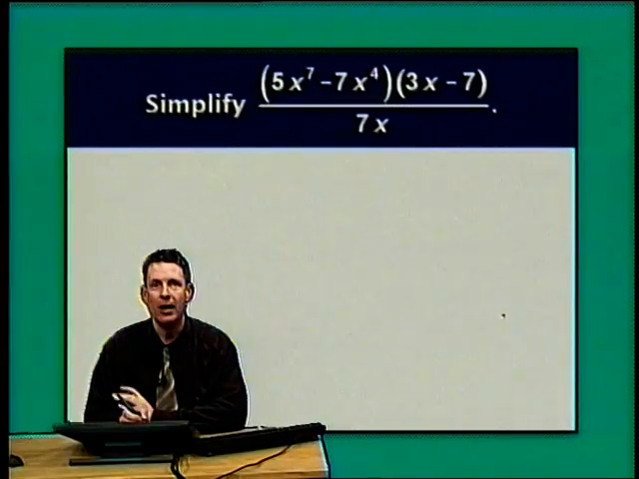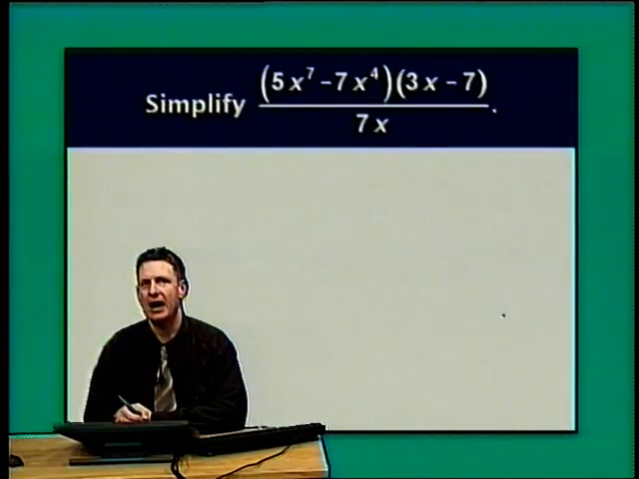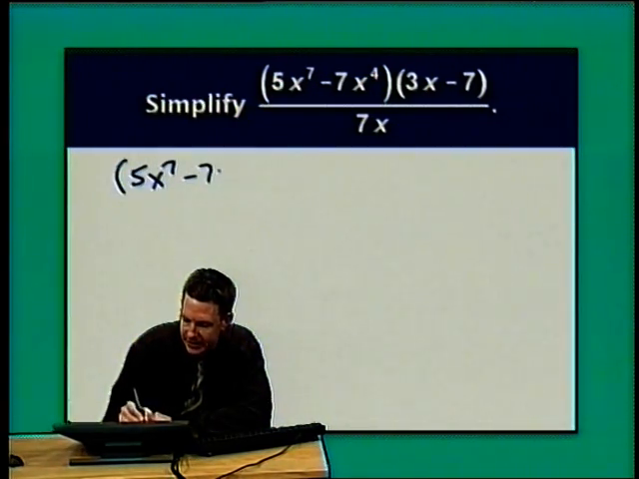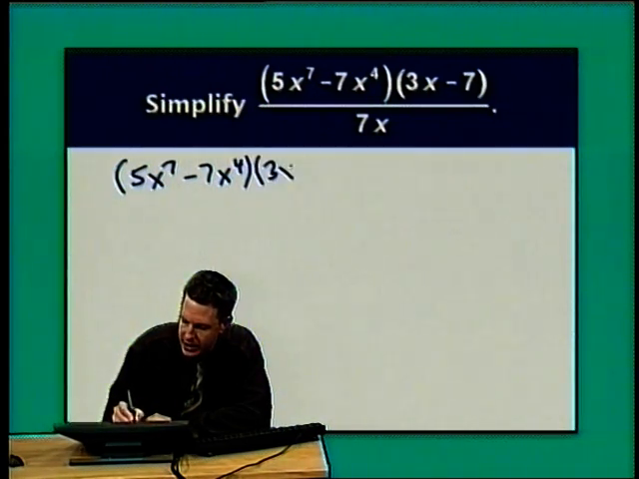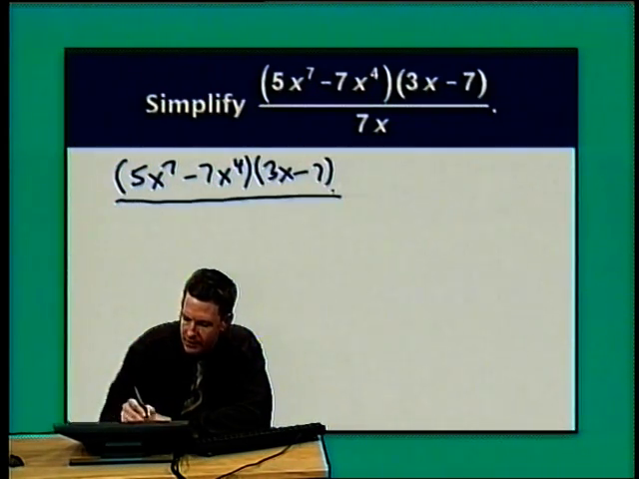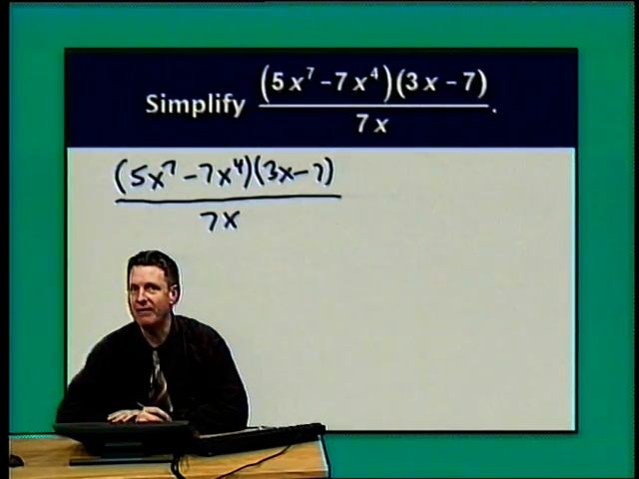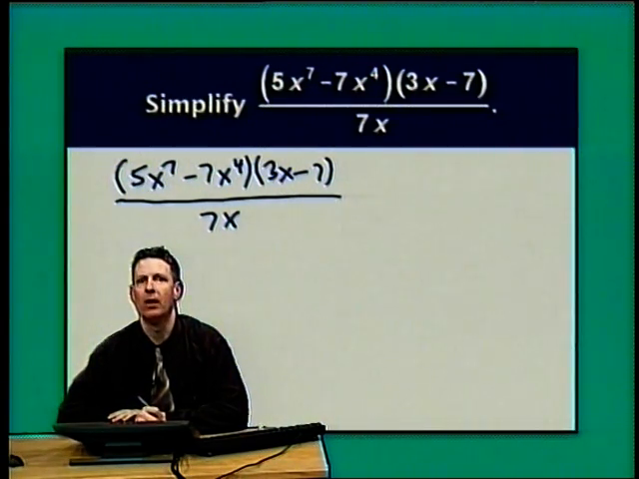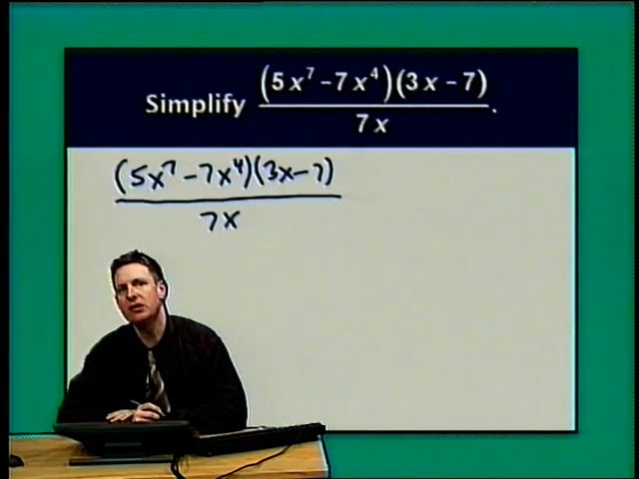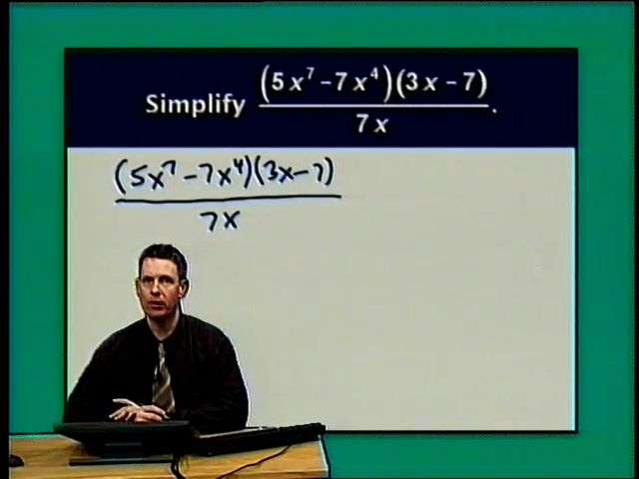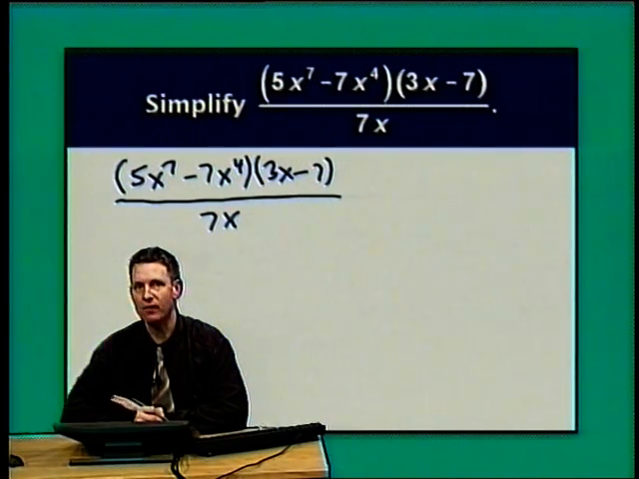One last example, and the purpose of this example is again to kind of emphasize order of operations. Let's look at 5x to the 7th minus 7x to the 4th times 3x minus 7, all divided by 7x. A mistake I've seen people make is they'll take 7x and they'll divide it into the first binomial and into the second binomial. What's going on there is people are getting confused about the difference between multiplying fractions and adding fractions. The proper approach to this problem is to first simplify the numerator and then perform the division.